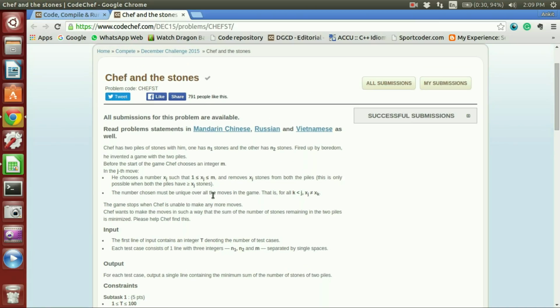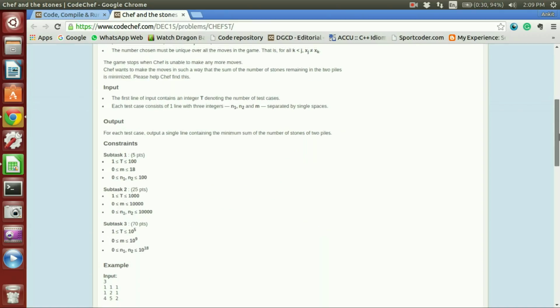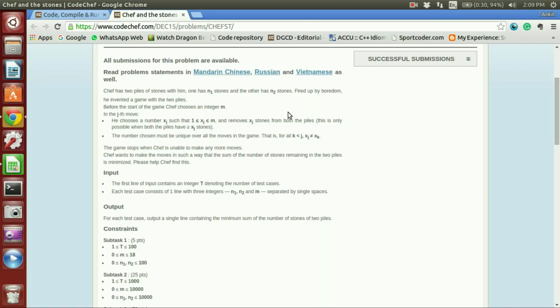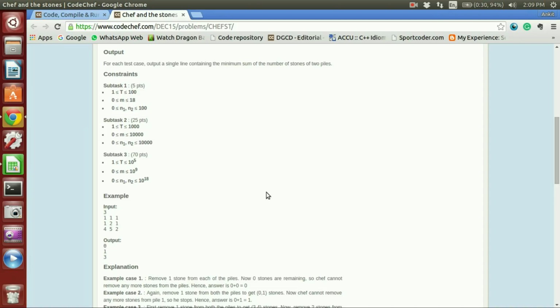Hello everyone. Today we will be discussing Chef and Stones problem of December 2015 long challenge. In this problem, we were given two numbers that denote the number of stones in a particular pile, and also we were given one more number m. So let's understand the problem by taking examples.